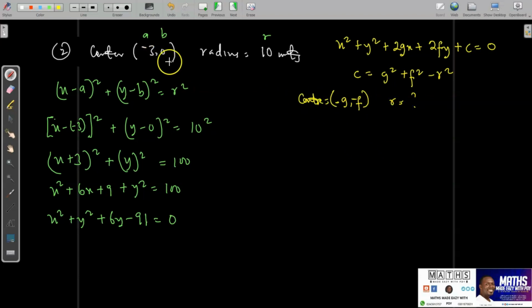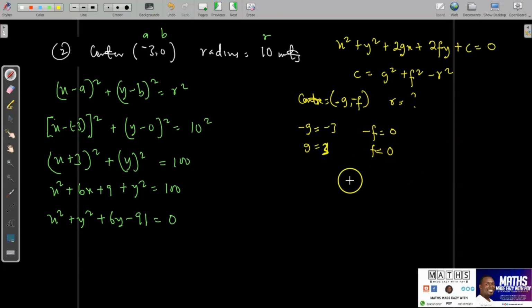So in order to find what g value and what f value to use, what you must do is compare it with whatever you have here. So minus g should be equal to minus 3. How do we get the g value? g must be divided through by negative 1, so you get positive 3. And then for the f, minus f should be equal to 0, so dividing through by negative 1, f will be equal to 0. Sorry, here it is positive 3. How come I wrote 1?